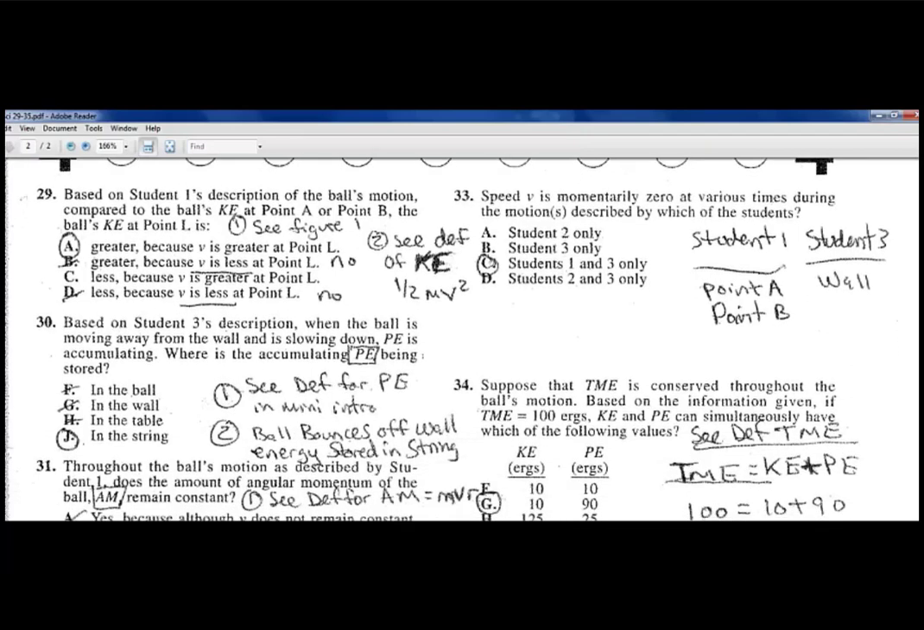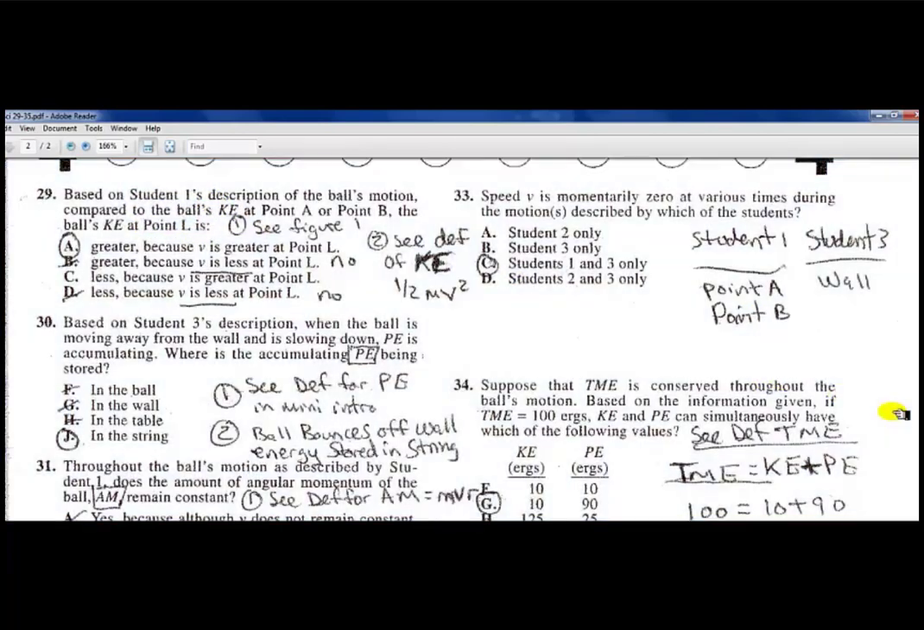Alright. Now when you come over here, read the question one more time, now that we know that this is the kinetic energy, or just think of it as almost like speed. Even though it's different, just think of it as speed to make it easier. Based on student 1's description, the ball's motion compared to the ball's kinetic energy at point A or point B, the ball's KE at point L is what? We need to look at student 1 and compare point L to point A and B.